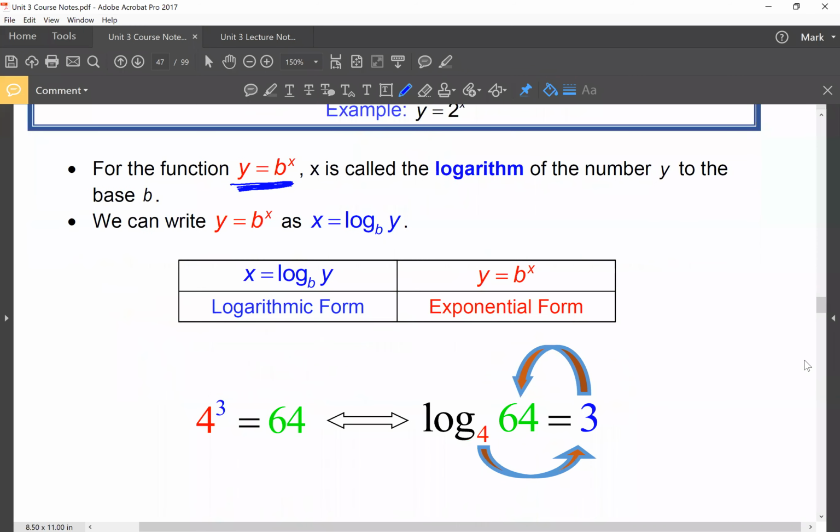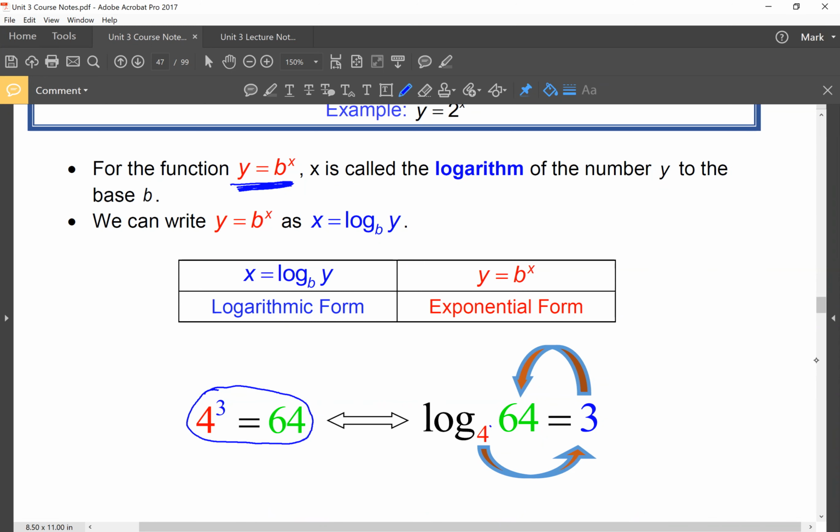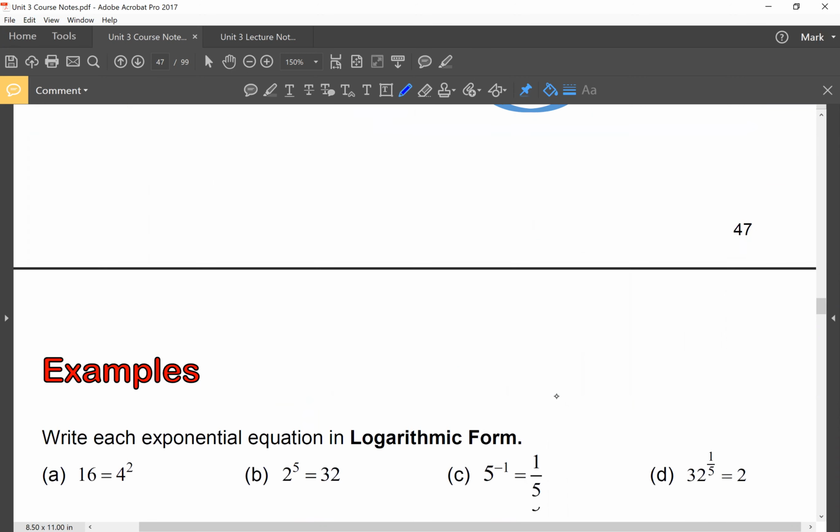Like if you look at this example here, 4 to the power of 3 equals 64. 4 times 4 times 4 is 64. Well, a logarithm has a way to rewrite that where we could say the log base 4, I don't know what I just did, something just popped up on my screen. Log base 4 of 64 is equal to 3. So we still have the same numbers here. We're just rewriting them.